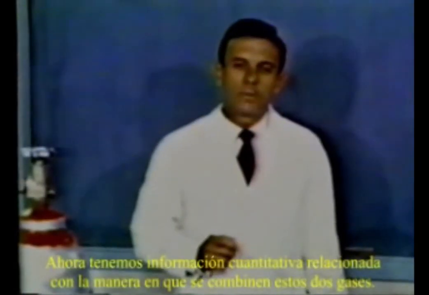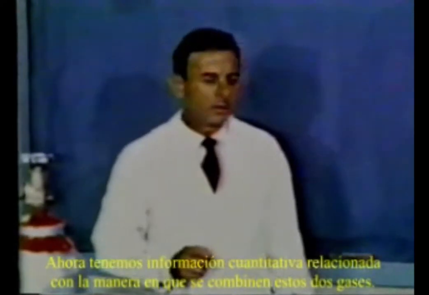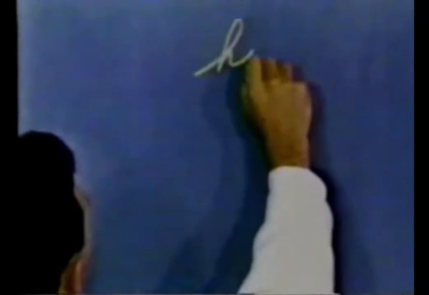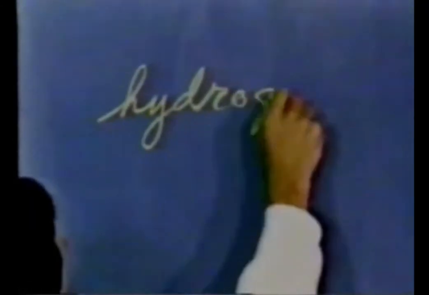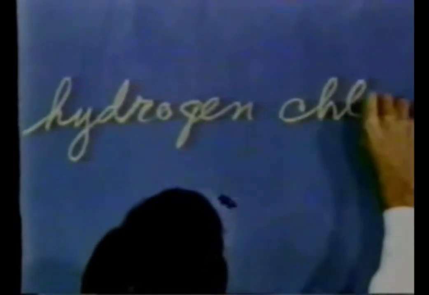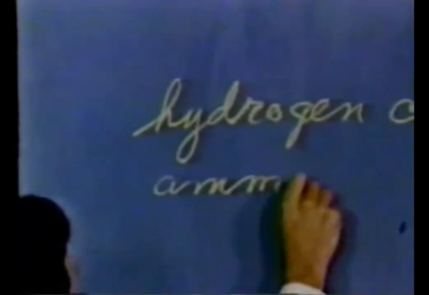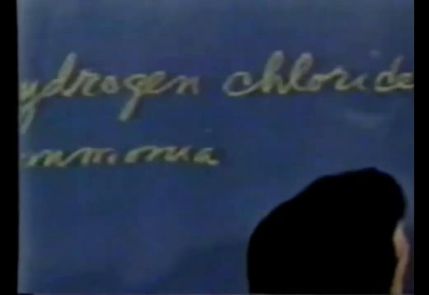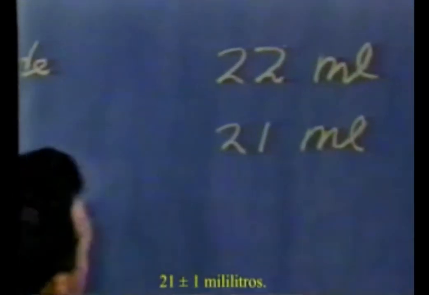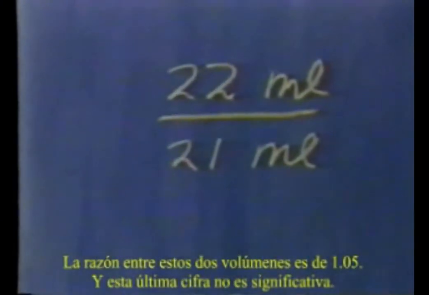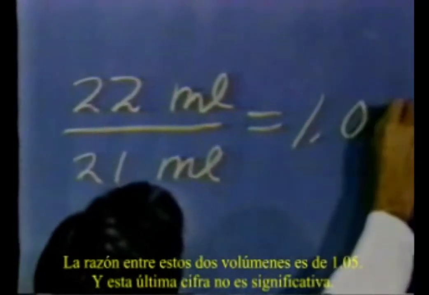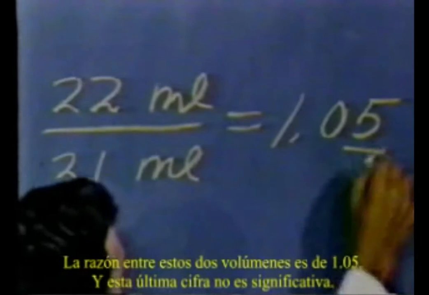Now we have quantitative information about the way these two gases combine. Hydrogen chloride, 22 milliliters plus or minus 1, and ammonia, 21 milliliters plus or minus 1. The ratio of these two volumes is 1.05, and this last figure is not significant.